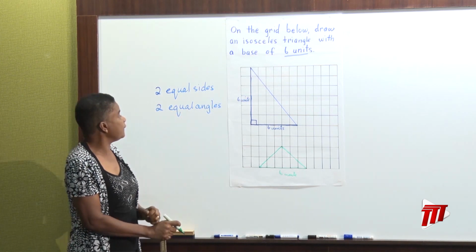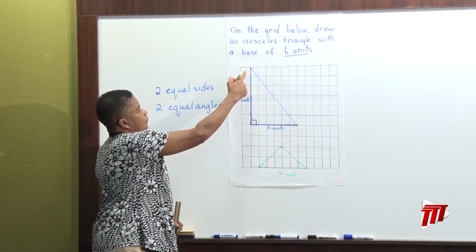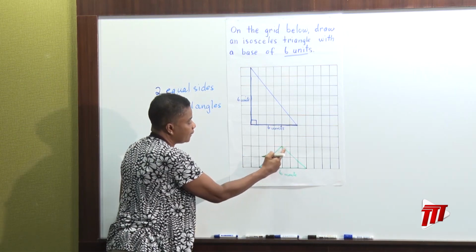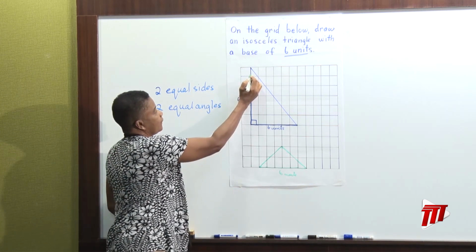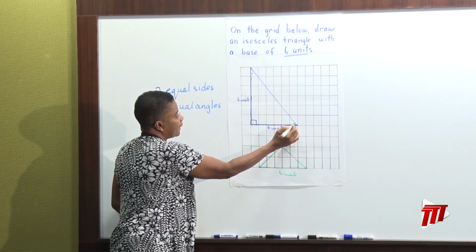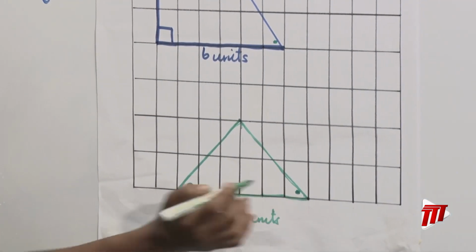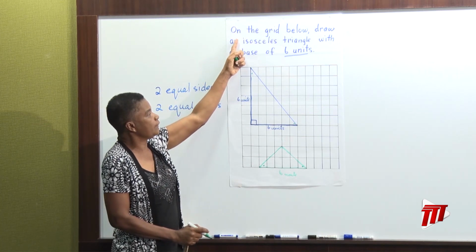What does isosceles tell us? 2 equal sides. One side, 2 sides. One side equal, 2 sides equal. 2 equal angles. This angle and this angle equal, this angle and this angle equal. So there are 2 different ways that we can solve this same problem.